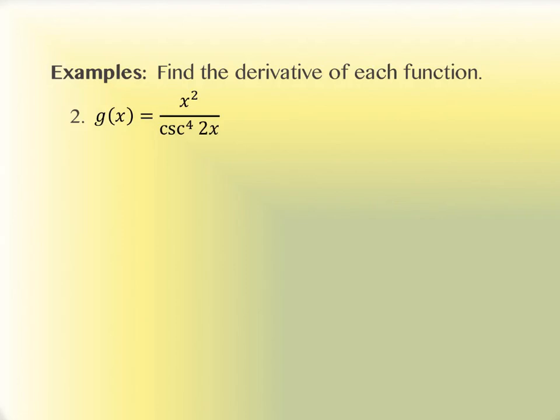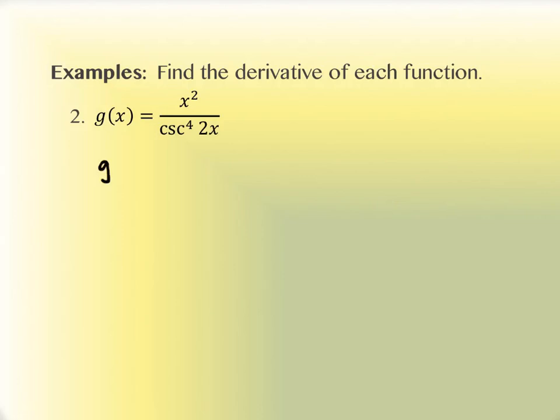We've got g of x equals x squared over cosecant to the 4th of 2x. So what kind of rule do you see going on here? Quotient rule. Yeah, and if you really wanted to pull that cosecant to the 4th up and make it a negative 4th power and do a product rule, that'd be fine too. But this is a quotient rule the way it's written. So let's just do it from the quotient rule because we haven't done one of those yet today.